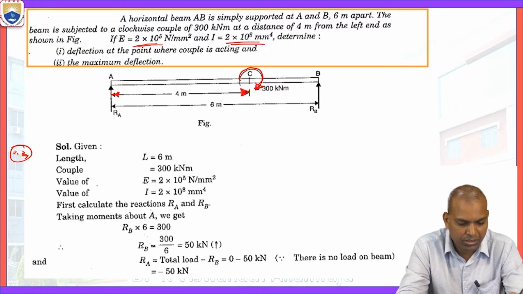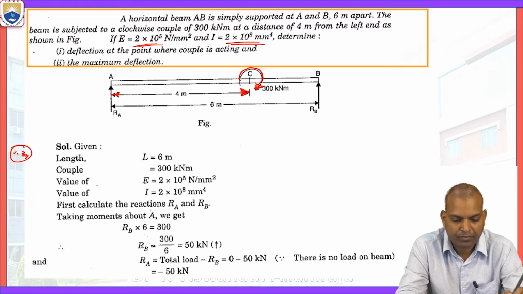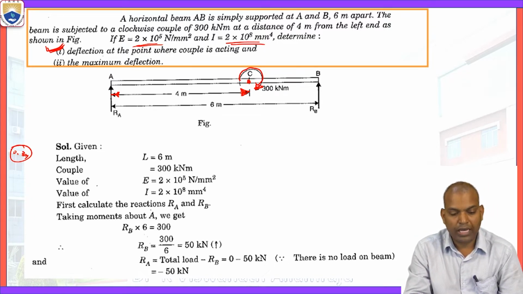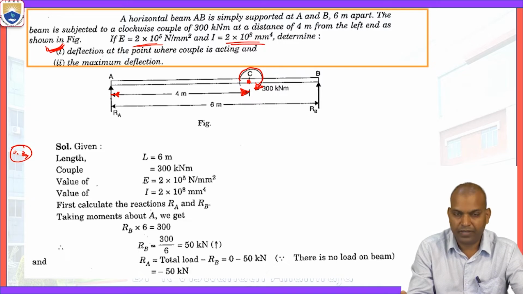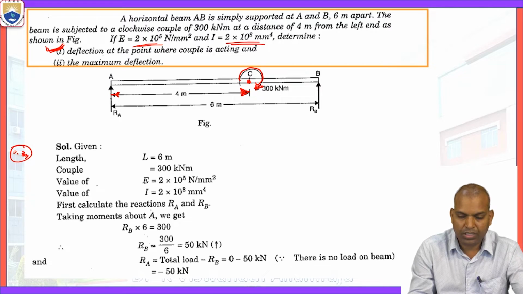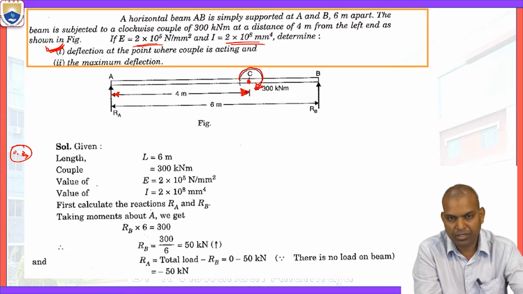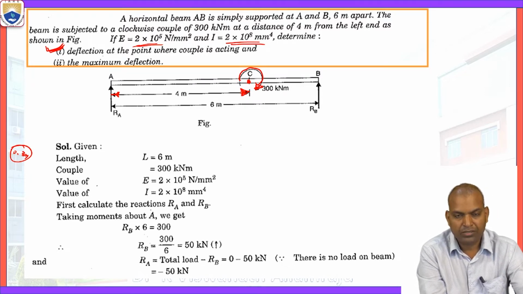Objective one is the deflection at the point where the couple is acting. We want the deflection at point C. Another objective is the maximum deflection. We don't know the maximum deflection, so we have to locate it first, find the distance, and then substitute it in the equation of deflection. Then the maximum deflection can be calculated.